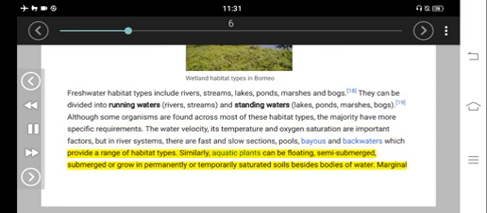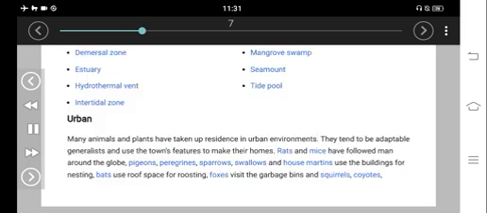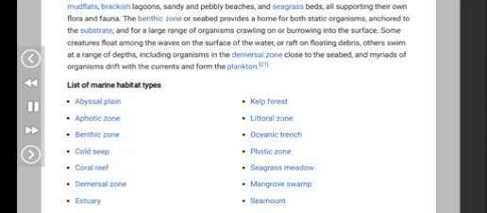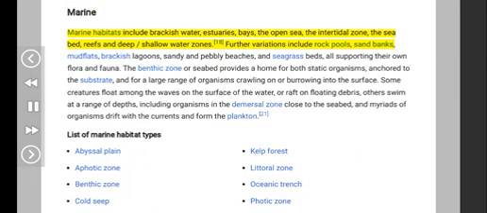Similarly, aquatic plants can be floating, semi-submerged, submerged or grow in permanently or temporarily saturated soils besides bodies of water. Marginal plants provide important habitat for both invertebrates and vertebrates, and submerged plants provide oxygenation of the water, absorb nutrients and play a part in the reduction of pollution. List of freshwater habitat types. Rivers, ponds, lakes. Marine. Marine habitats include brackish water, estuaries, bays, the open sea, the intertidal zone, the seabed, reefs and deep, shallow water zones.